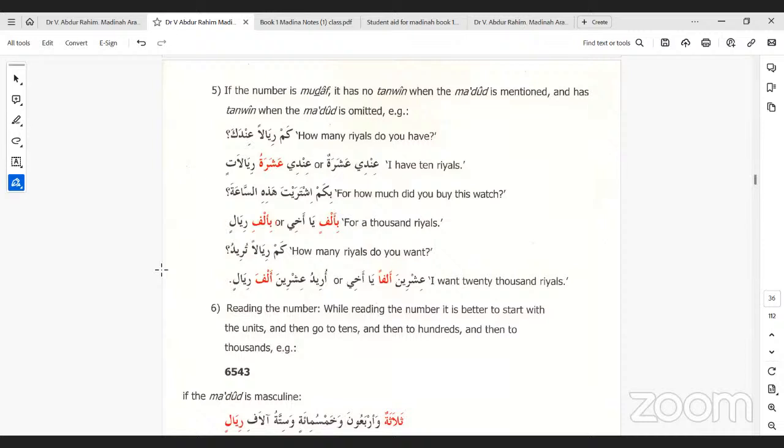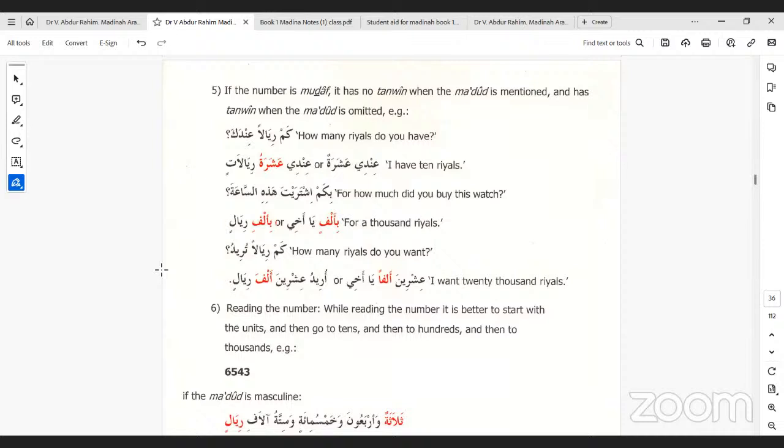How many riyals do you want? كم ريالا تريد؟ I want 20,000 riyals: 20,000 يا أخي, or أريد 20,000 ريال. Number 6, reading the number. While reading the number, it is better to start with the units and then go to tens, then to hundreds, and then to thousands.